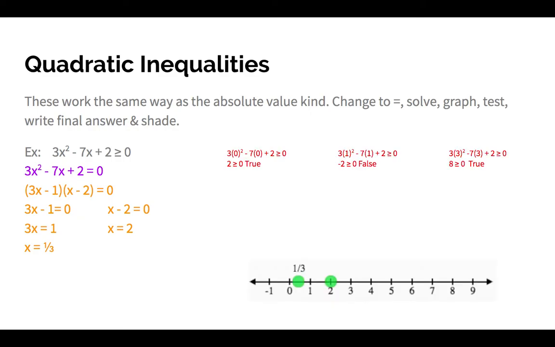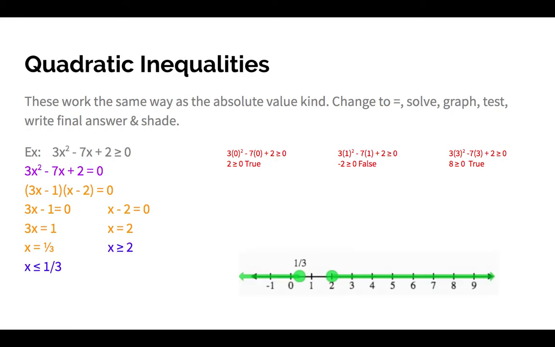So I plotted 1/3 and 2 on my number line, using my filled in circles because the original symbol said greater than or equal to. Then I tested 0 from my left region. That was true. I tested 1 from the middle region. That was false. And then I tested 3 from the right region. That was true. So I did my shading and then wrote down what I shaded. X less than or equal to 1/3, x greater than or equal to 2.